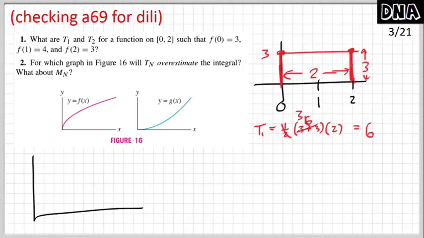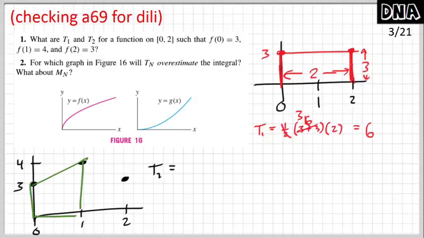So what about the other one? The other one said T sub 2. How do I find that one? Well, that one, we're going to need to have this middle point right here at 1. So we know 0 is at 3. We know 2 is at 3. Where is 1? 1 is at 4, so it's slightly above it. At 4. Okay, so here is my first trapezoid.